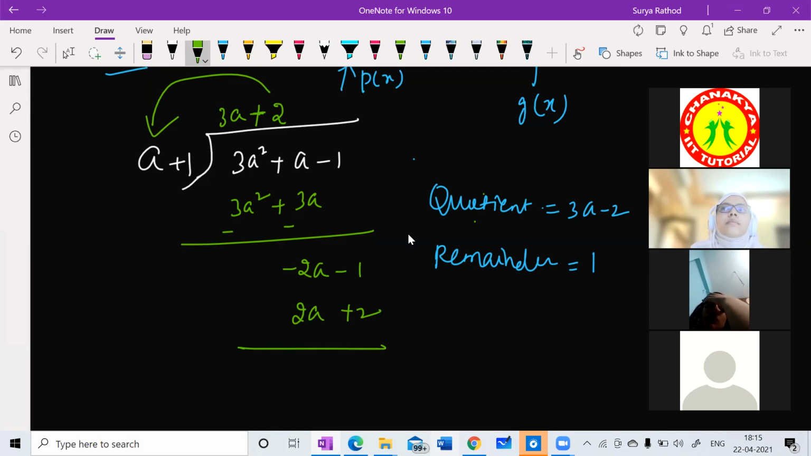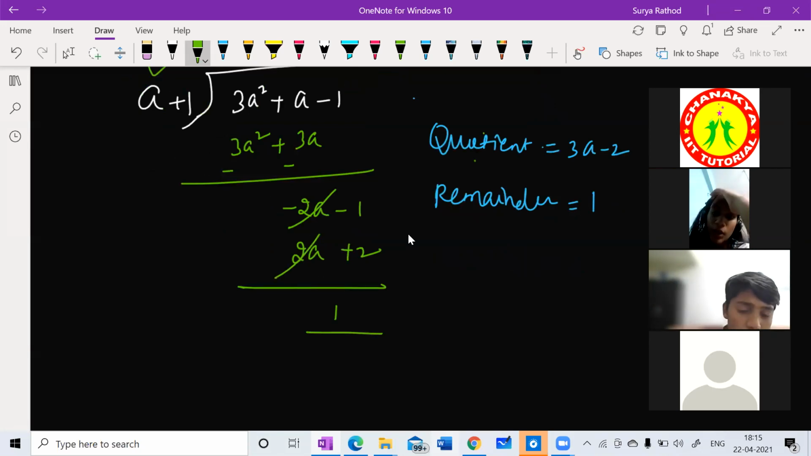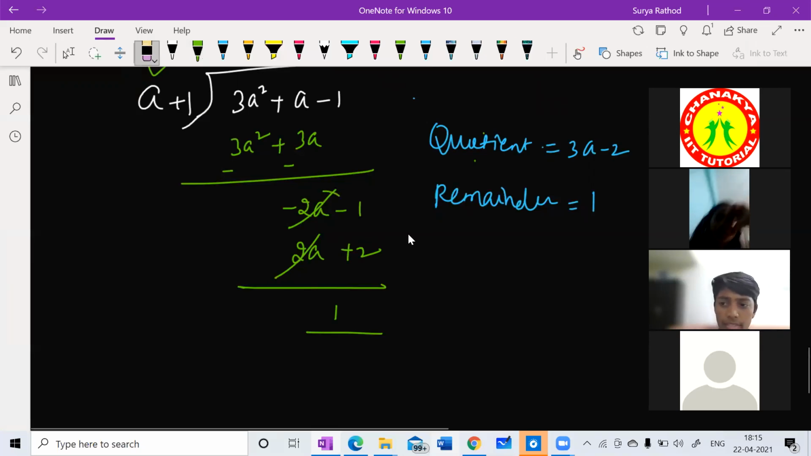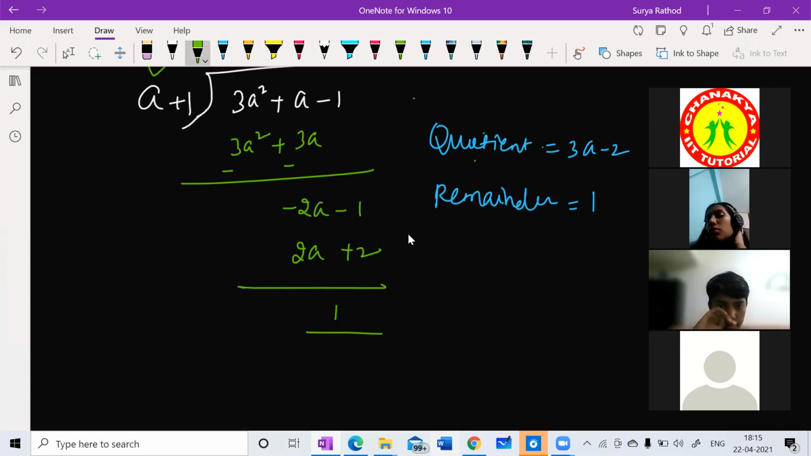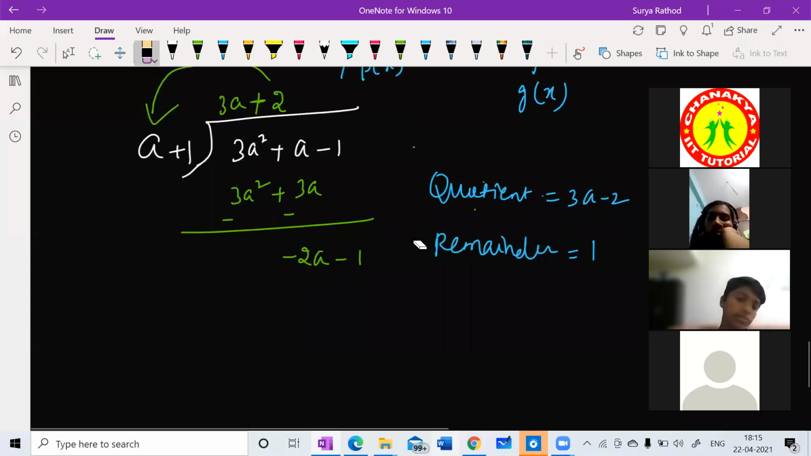When I'm dividing, I'm supposed to subtract, isn't it? When I'm just doing this, what am I going to get now? Minus 2 minus 2. If you are adding these two, I'm getting 1. But we have to subtract here. When I'm subtracting, plus 2a will become minus 2a, minus 4a minus 3. This is my remainder now. But that is not the case. We have to subtract over there, right? That is the reason I'm just taking minus 2 here.